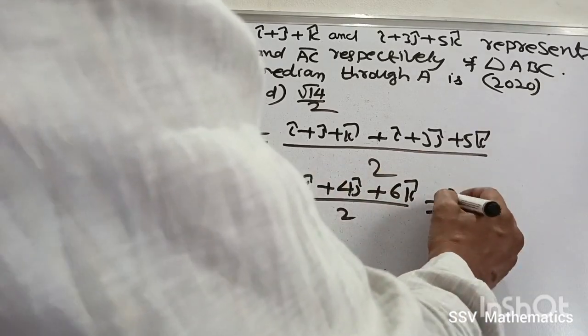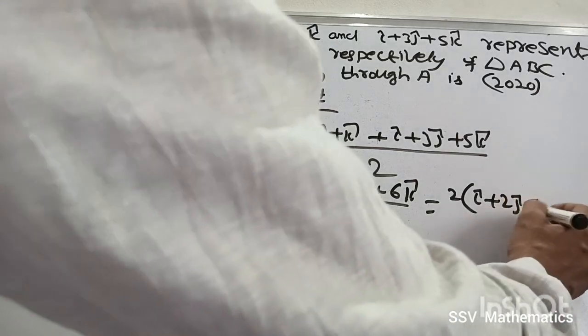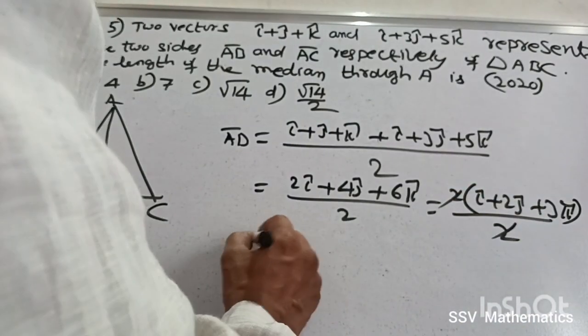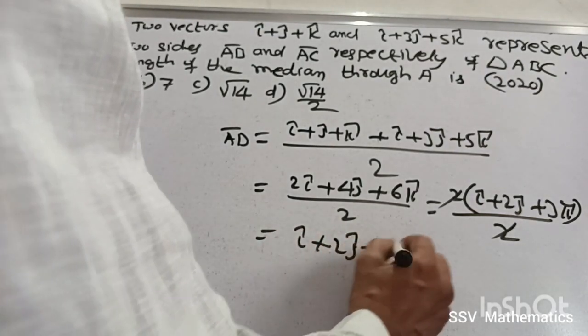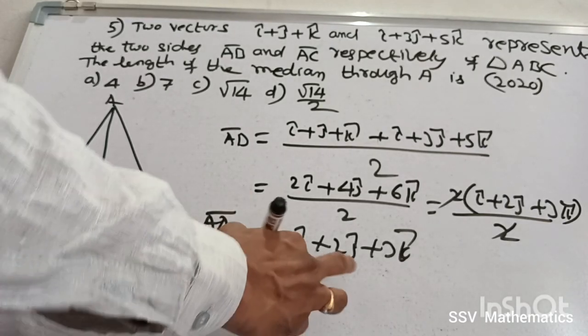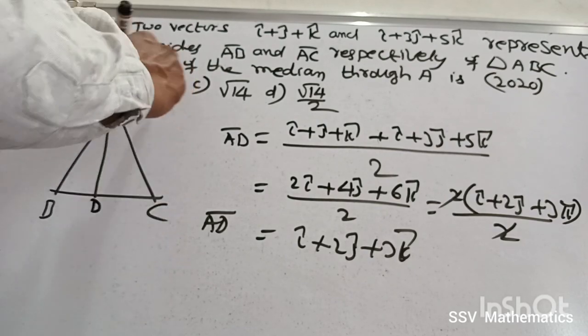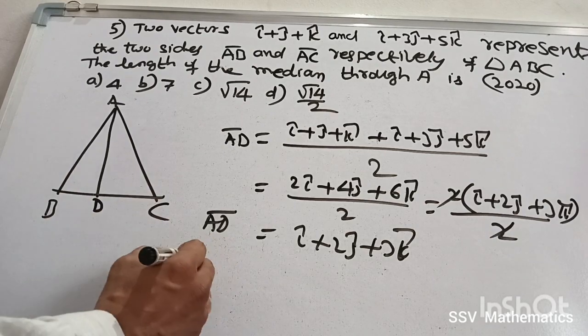So take 2 as common factor in the numerator, i plus 2j plus 3k divided by 2. The 2 gets cancelled, so i plus 2j plus 3k. So this is side AD. This vector represents the median AD. So we have to find the length of AD. That is the magnitude. Length means magnitude.